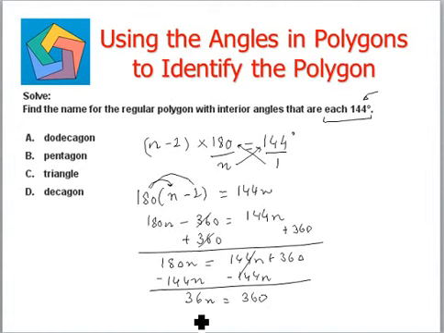To find out the value of n, we divide by 36 on both sides. 360 divided by 36 is 10. So n equals 10. That is, the polygon will have 10 sides, and a polygon with 10 sides is called a decagon.